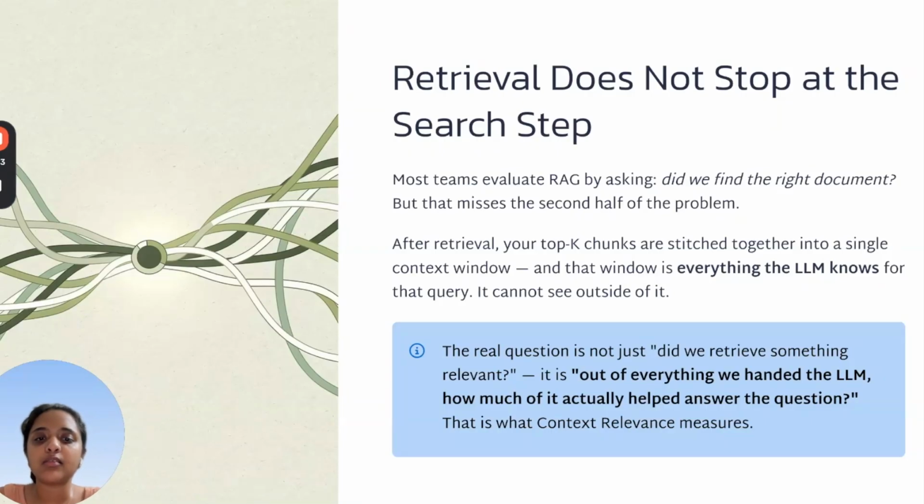But after retrieval, the top K chunks that are found by the model are stitched together into a single context window. And this context is then given to the LLM along with the query to give us an answer. That would be the part of the generation step. So the context that we are passing to the model, we are going to check, did we retrieve something relevant? Out of everything that we gave to the LLM, how much was actually used to answer the question?